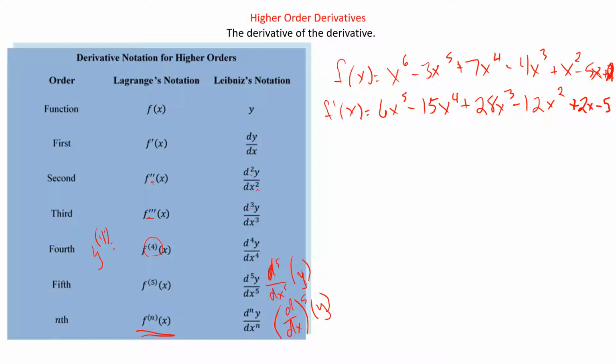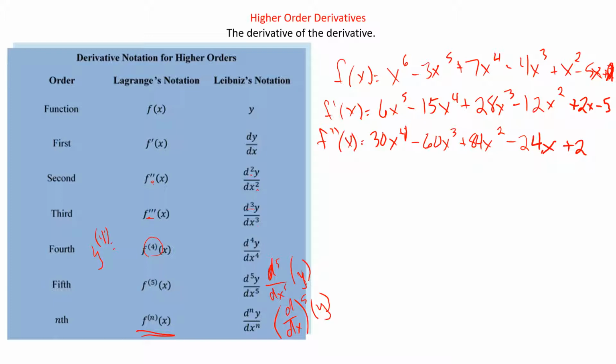The second derivative is just the derivative of that. So 6x to the fifth, bring the 5 down, that's 30x to the fourth, minus the 15x to the fourth becomes 60x cubed, plus the 28x cubed. 28 times 3 is 84x squared, minus 24x plus 2.